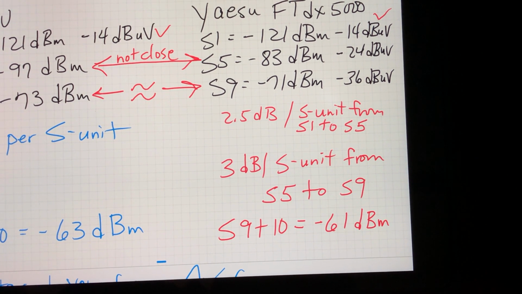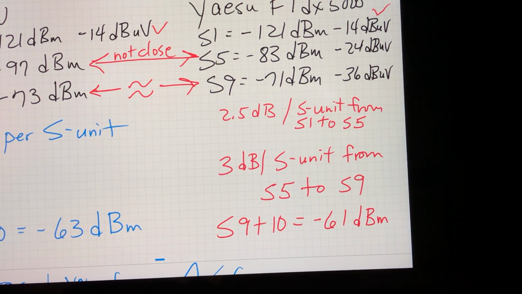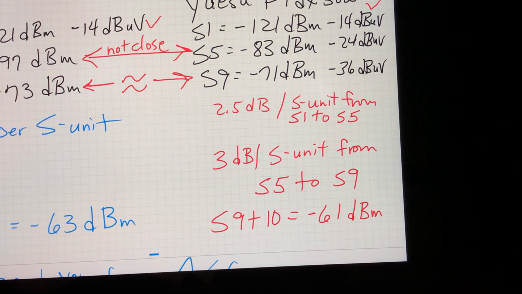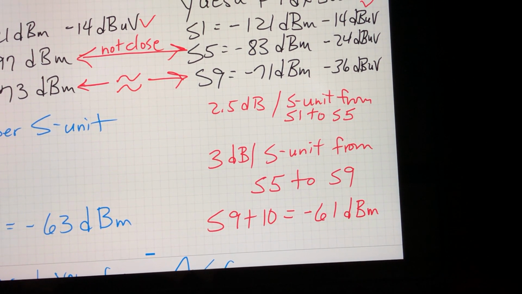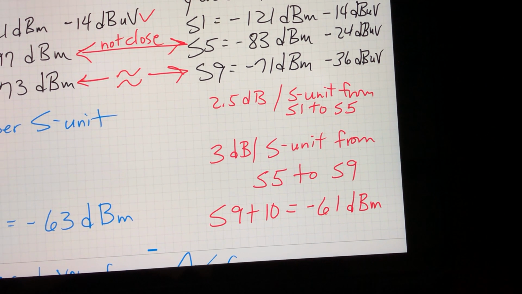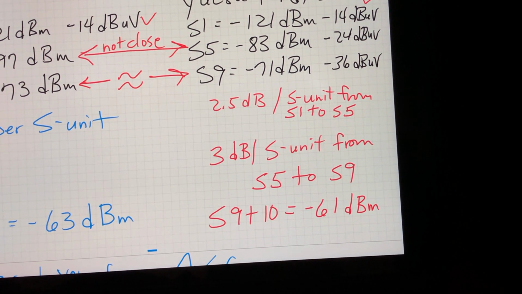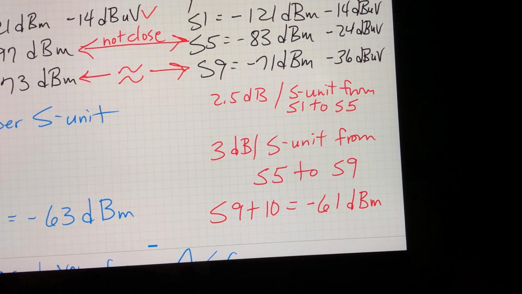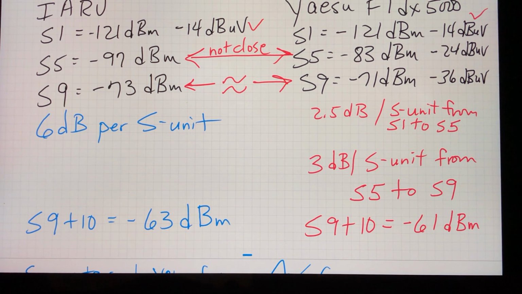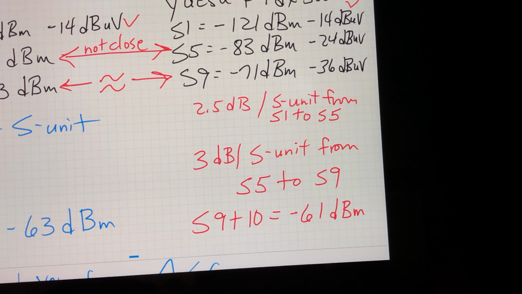From S1 to S5 is actually 10 dB of difference. Now the reason I'm looking at the calibration instructions for the radio and the amount of signal they're having you inject as you set it, it would equal 2.5 dB per S unit to go from S1 to S5. Interesting though, look at there, from S5 to S9 it's 3 dB per S unit. Again, now look, IARU wants us to do 6 dB per S unit. This radio, 3 dB per S unit from S5 to S9.